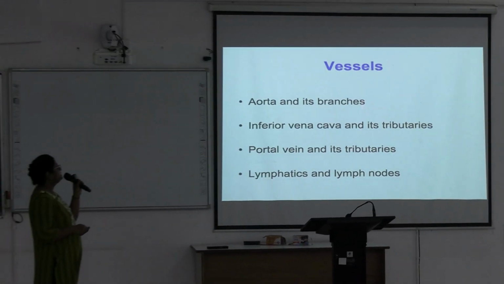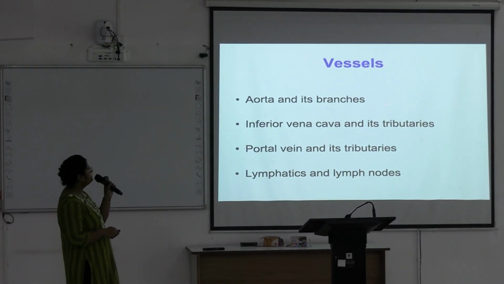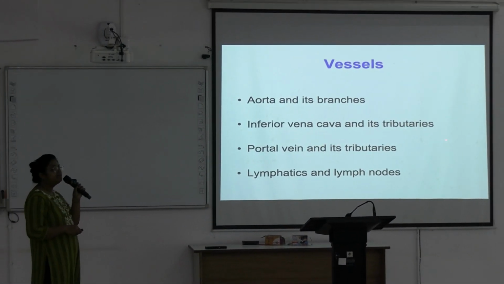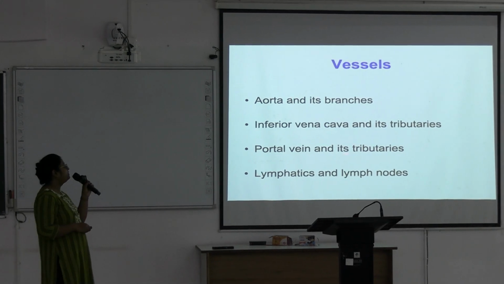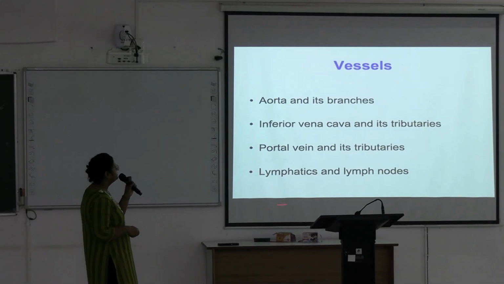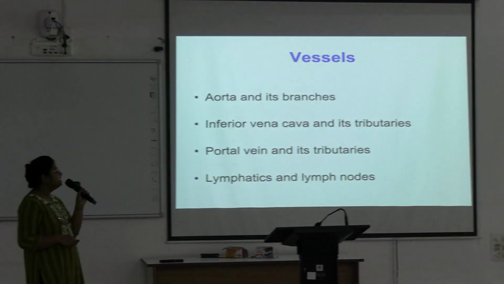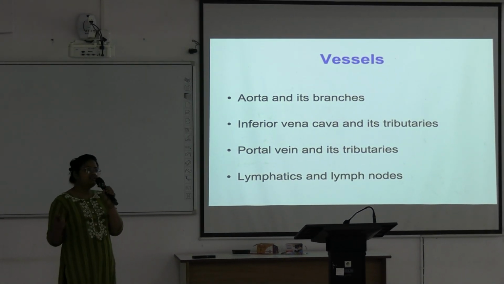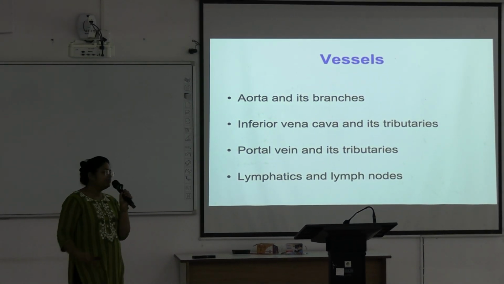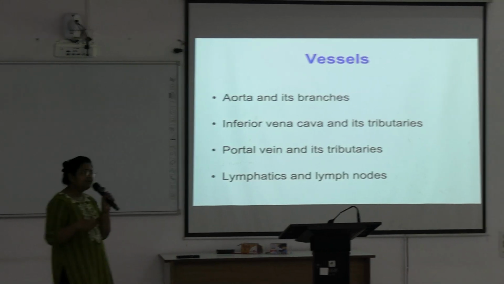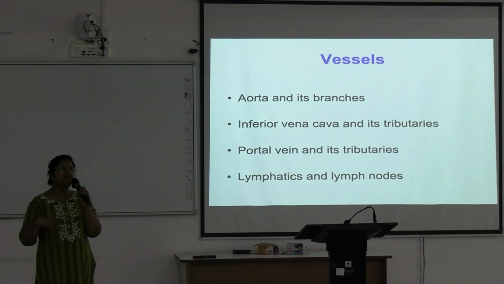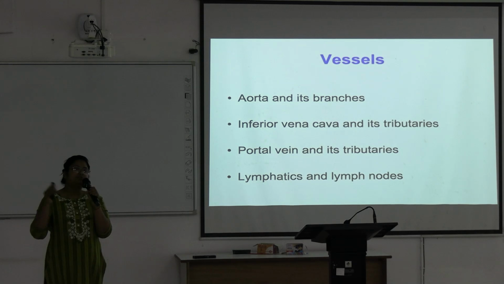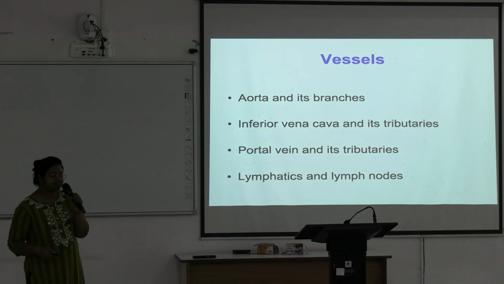So what are the vessels? Aorta and its branches, inferior vena cava and its tributaries, portal vein and its tributaries, lymphatics and lymph vessels. Lymphatics and lymph vessels are very thin structures. They are generally removed, okay. Actually, they are forming plexus in front of the aorta and inferior vena cava. So to clean those structures, you have to remove these lymph nodes.